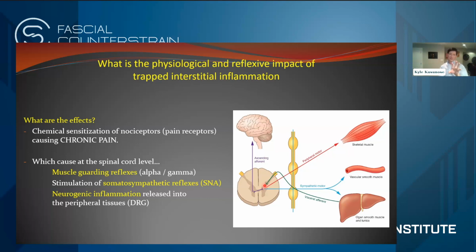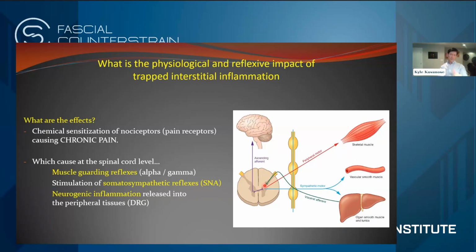That same nociceptive barrage goes into the intermediolateral column as well, and that is the area of that segment's autonomic nervous system. What this causes is stimulation of what are called somatosympathetic reflexes, or SNA, sympathetic nerve activation, and that presents clinically as vasoconstriction at that segment and those same tissues. So now you get decreased arterial flow and decreased venous return. So you have pain, you have motion loss, and now you start to get stasis.